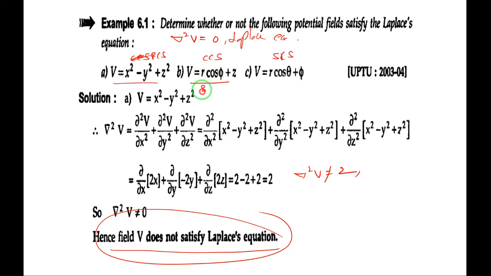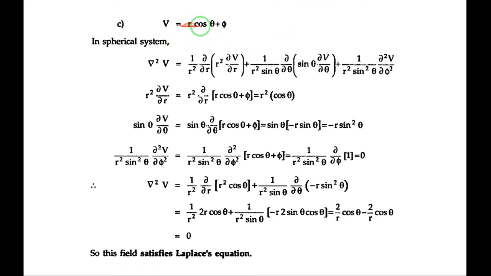Similarly we have to do this for cylindrical. Instead of r, you write rho cos phi plus z. Change it, instead of r. Similarly, this is in spherical system, where they have solved it. Finally, they got del square v equal to 0, which tells that it satisfies Laplace equation, for part B. So write down v equal to rho cos phi plus z. For part C, this is in spherical, so use the spherical del square v formula. Here also we got del square v equal to 0. Hence the potential field V satisfies Laplace equation.